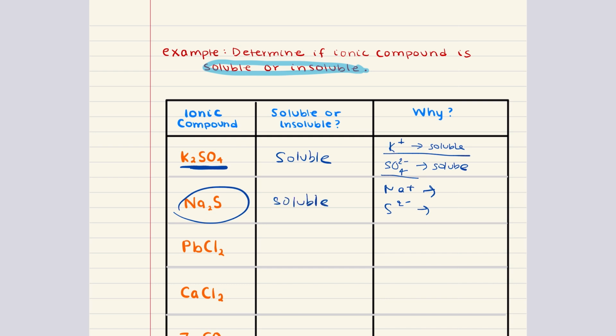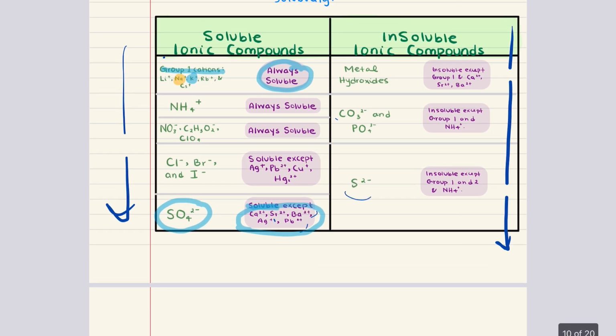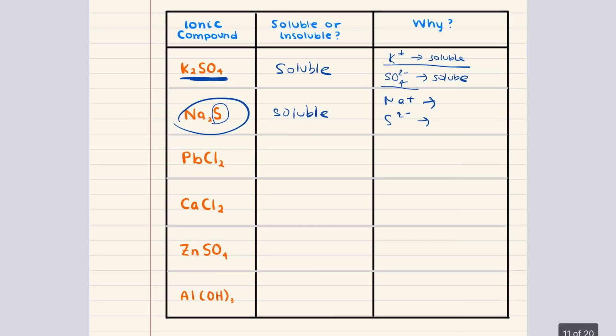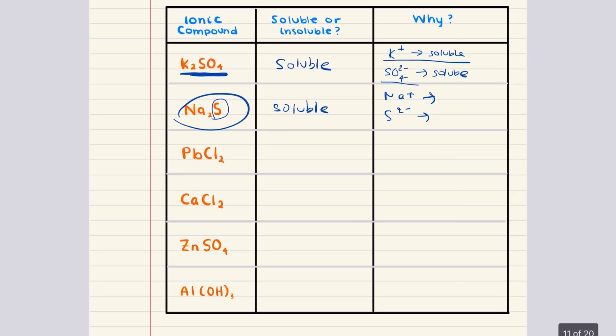Now, what if you looked at the sulfide anion first? Would you have been able to determine that sodium sulfide is soluble? And the answer is, of course, yes. If we were looking at sulfide first, it says that sulfide is insoluble unless it's paired with a group 1 cation or a group 2 cation or ammonium. And guess what? Sodium is a group 1 cation. So sulfide would actually be soluble in this condition. And so we were correct in saying that sodium sulfide is soluble.